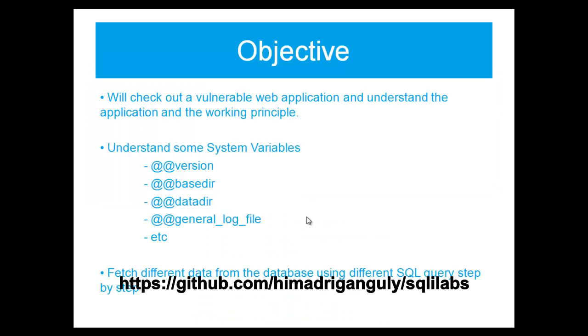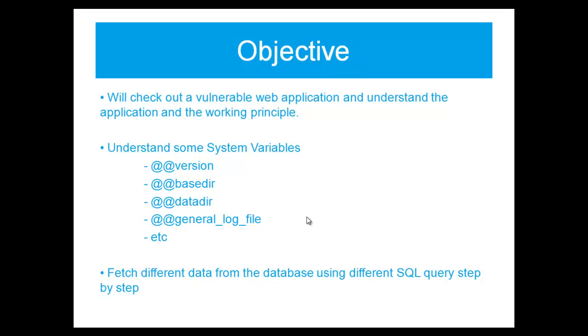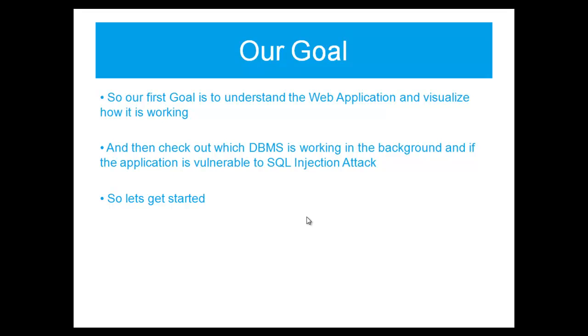So our objective in this tutorial: we will check out a vulnerable web application, which is a PHP MySQL application developed by me for this tutorial. You can download it from GitHub. You can check out the link on your screen and understand the application and the working principle. Then we will move to system variables of MySQL such as version, data dir, general log file, etc., from where we can fetch good information regarding the DBMS, and then we will fetch the data from the database using our SQL injection technique.